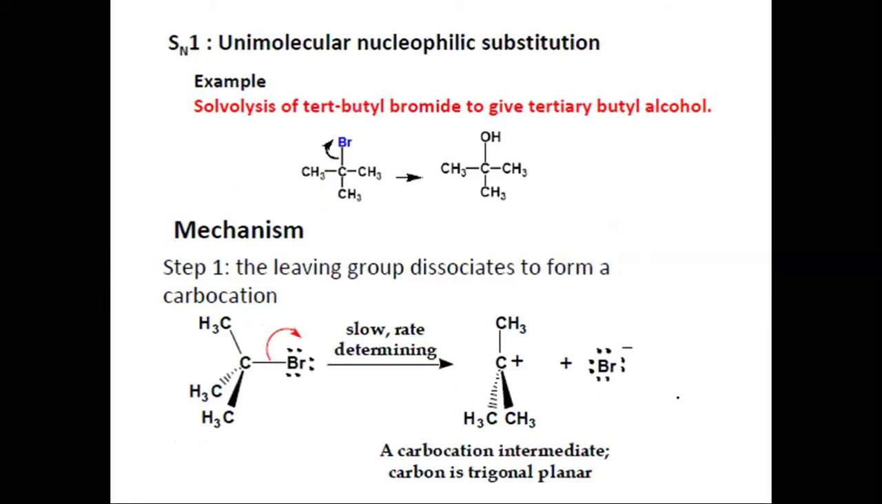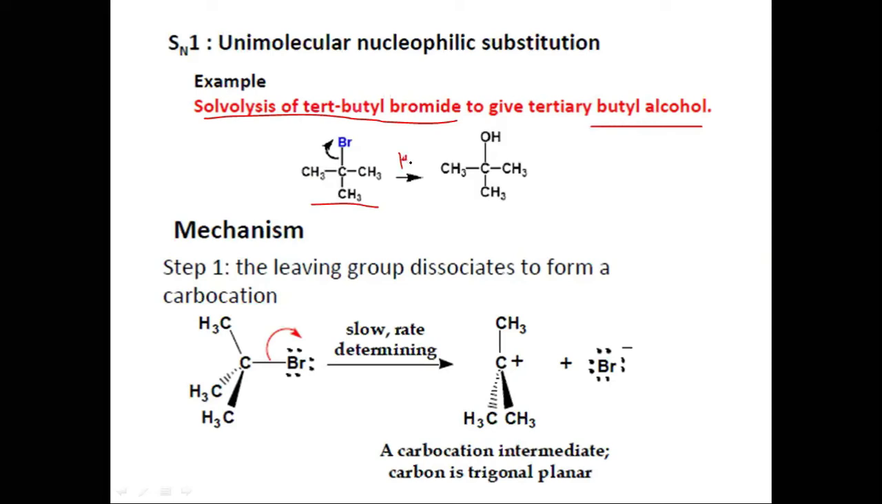Let's move on to SN1. Then you will get better clarity on how SN1 and SN2 can be differentiated. SN1 is unimolecular nucleophilic substitution. In this case, let us take the example of solvolysis of tertiary butyl bromide to give tertiary butyl alcohol. This is the structure of tertiary butyl bromide, and solvolysis is the step.